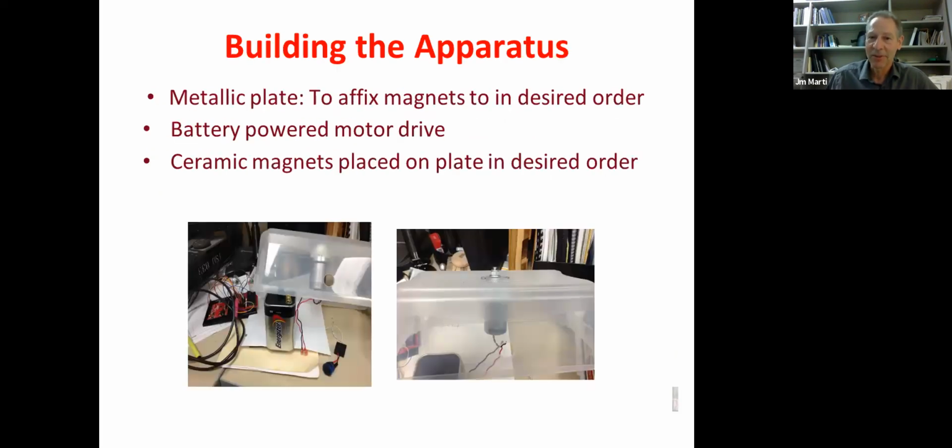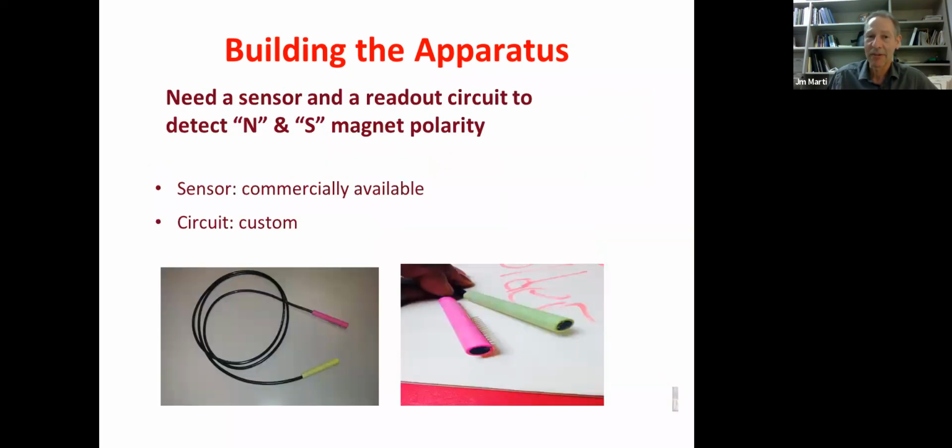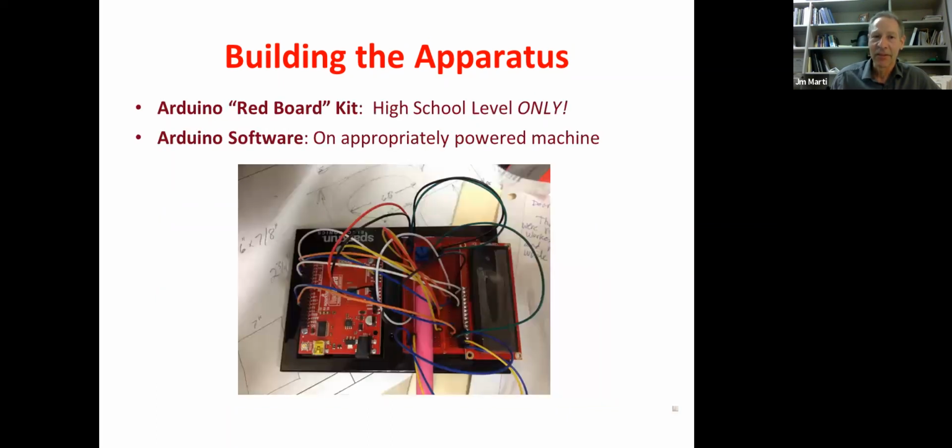So building this was a lot of fun. The metallic plate was just a pan, a baking pan. It wasn't too hard to find the battery-powered drive or the ceramic magnets to be put on the pan. The trick was getting the readout circuit. You need a sensor that's going to be a magnetic sensor, and then some way to take the pulse from that sensor and turn it into a usable signal. So the sensors are commercially available. The circuit was custom designed by an associate, a friend of the teacher's, and then realized with an Arduino board.